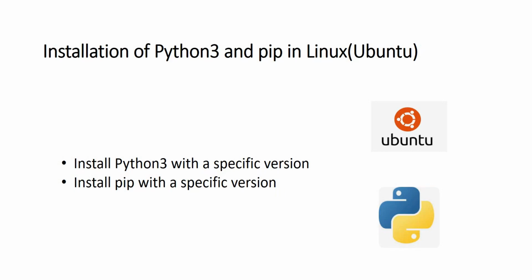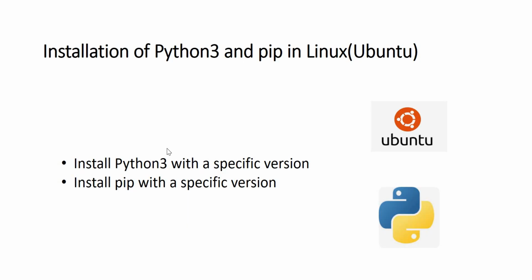Hello friends, in this video we are going to see how to install Python 3 and pip in Ubuntu Linux. When we work with Python, the Python would be installed as Python 2 or Python 3. Nowadays most of the projects are using Python 3. So in this video we are going to see the installation of Python 3.